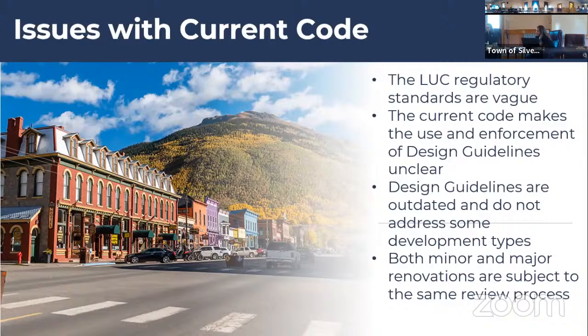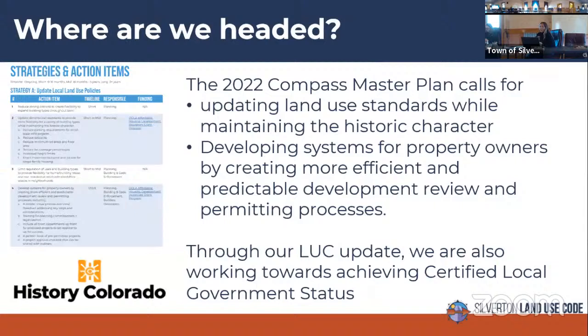Right now, our process requires that both minor and major renovations are subject to the same review process. And this occasionally creates unnecessarily long procedures for some applicants. But we are certainly working to improve this. The 2022 Compass Master Plan calls for updating land use standards while maintaining historic character and developing systems for property owners by creating more efficient and predictable development standards and a review process. So that is our guiding principle as we go through this land use code update.